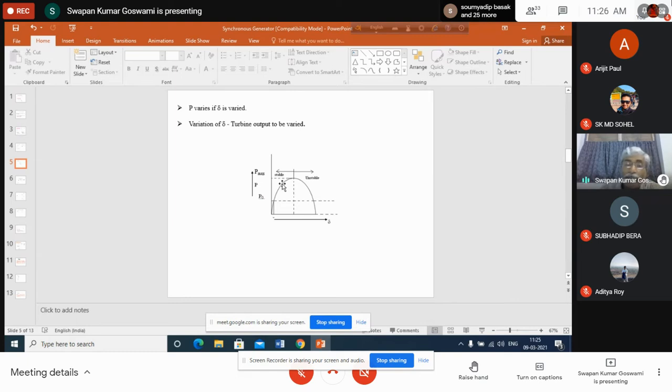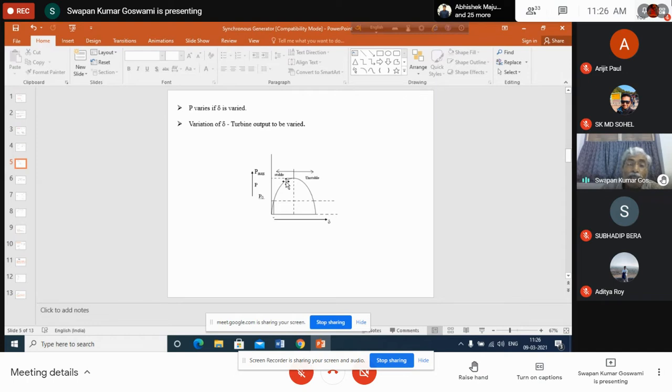Okay, am I clear? That means the input power line has been shifted up. As a result, delta is increasing. But after crossing this input power line, delta will continue to increase because the speed was above synchronous. Okay, but somewhere here, let us say at this point, what will happen?